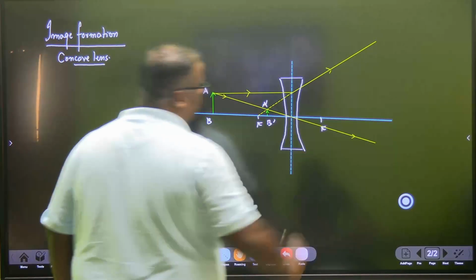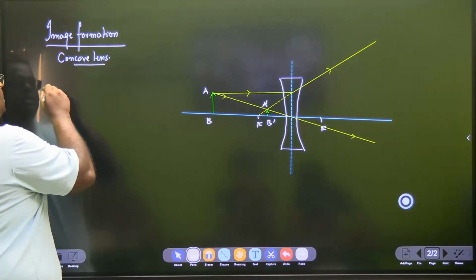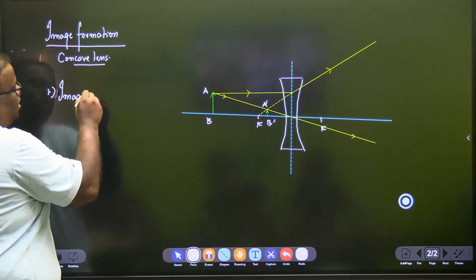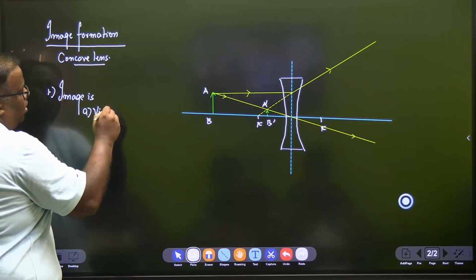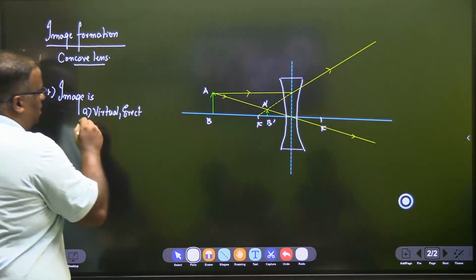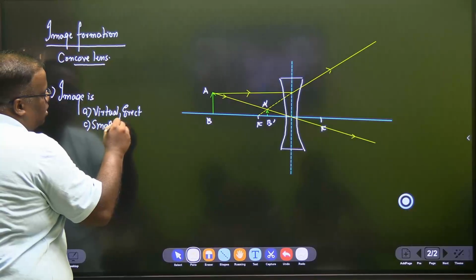So no matter where you place your object, the image is virtual, erect, right? And smaller than the object.